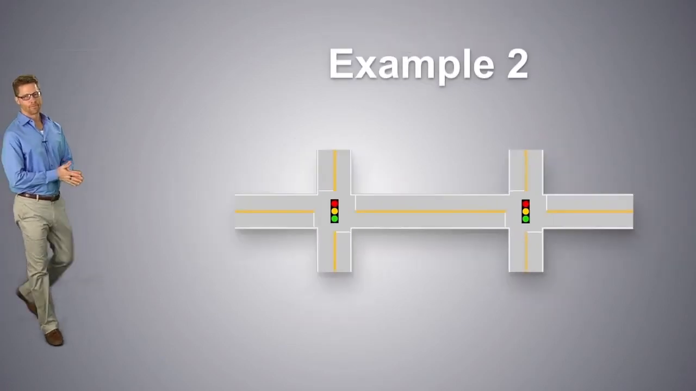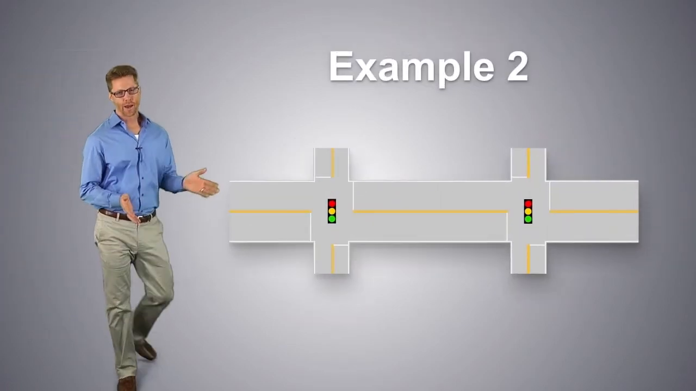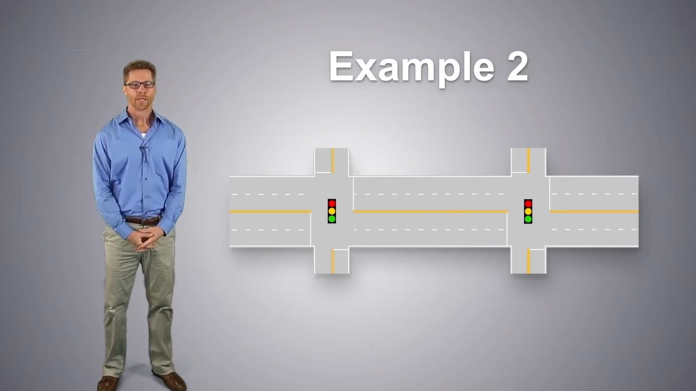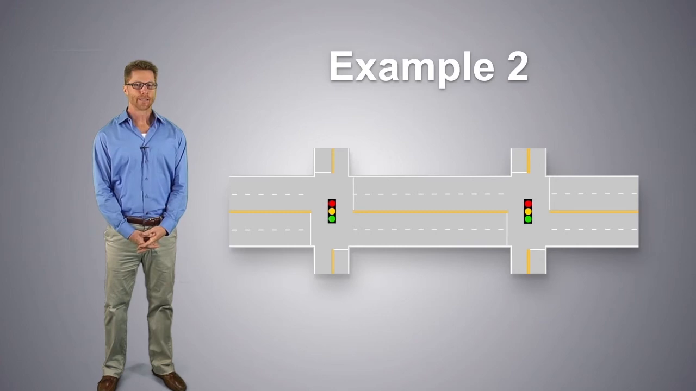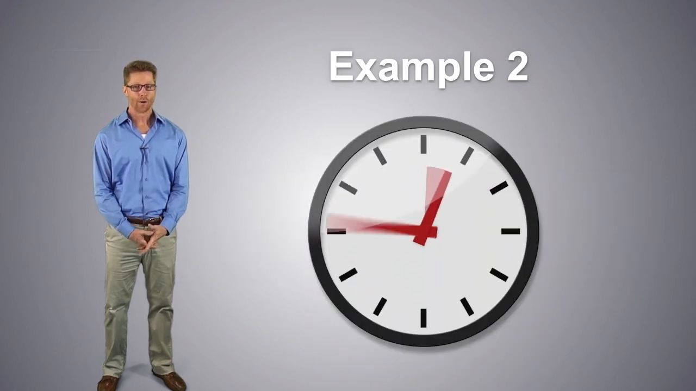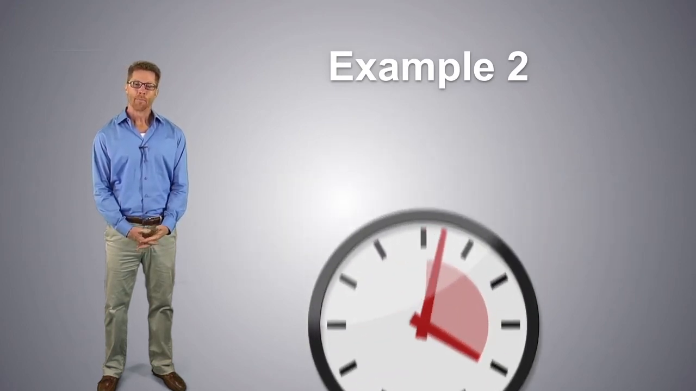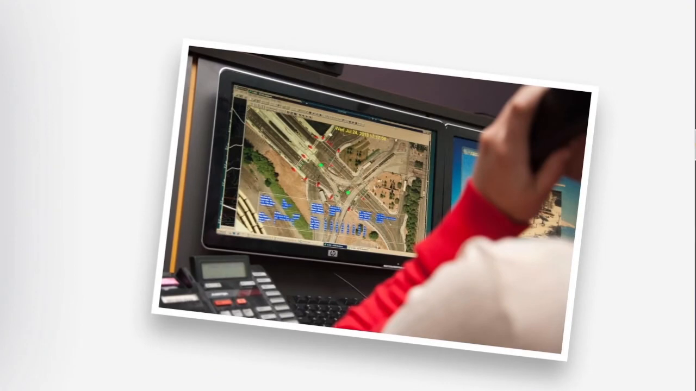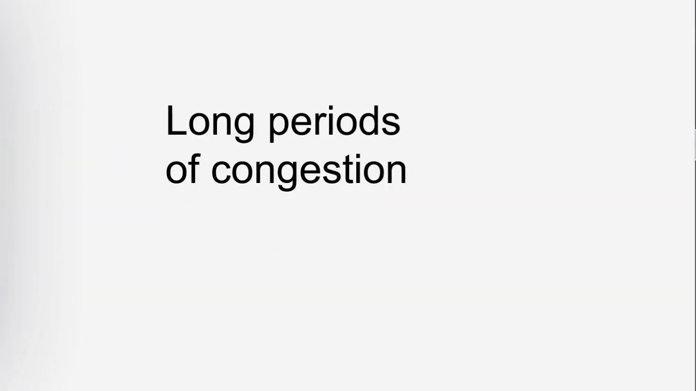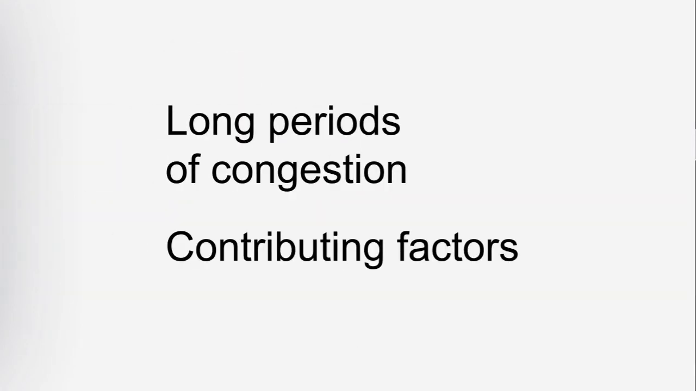In our second example, a city is considering the addition of a traffic lane and other roadway improvements to alleviate congestion along a busy corridor. Existing data indicates that daily congestion lasts 3 to 4 hours and is exacerbated by roadway incidents and bad weather. As one of the first steps in the traffic study, the city traffic engineer elects to use a simulation model. The advantage of the model is that it can address long periods of congestion along with any contributing factors such as traffic incidents and weather effects.